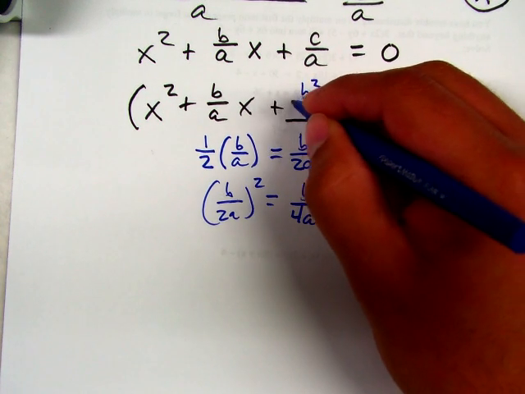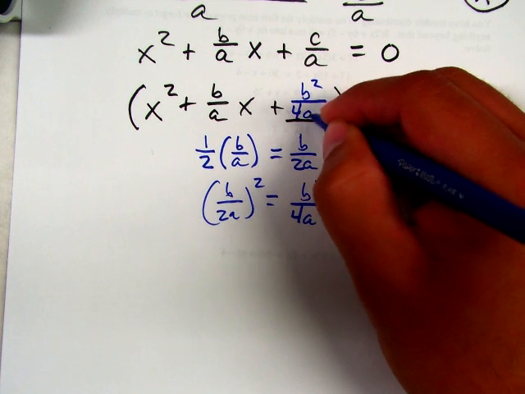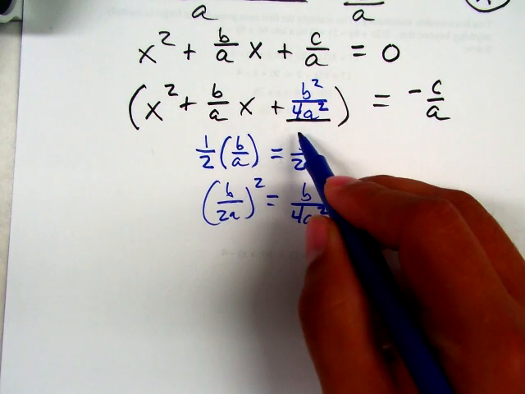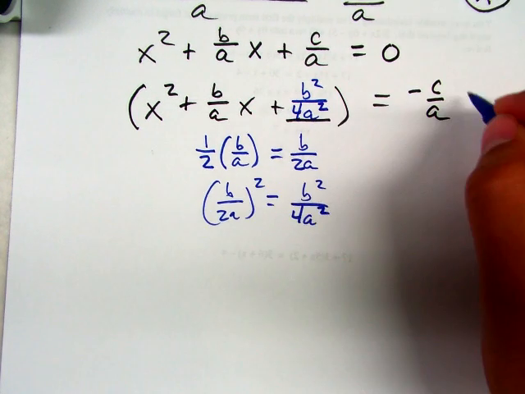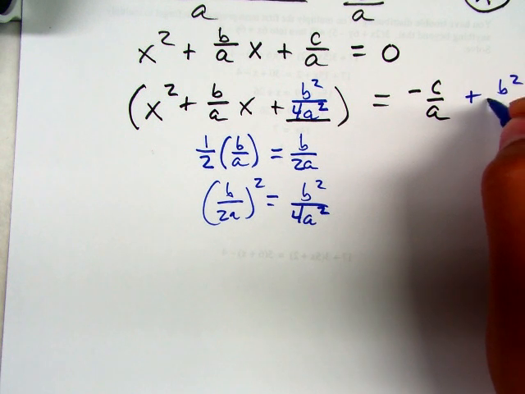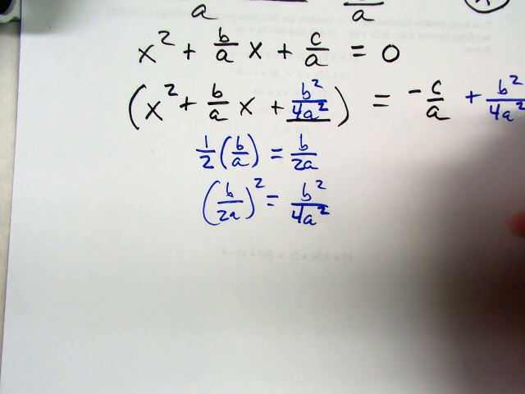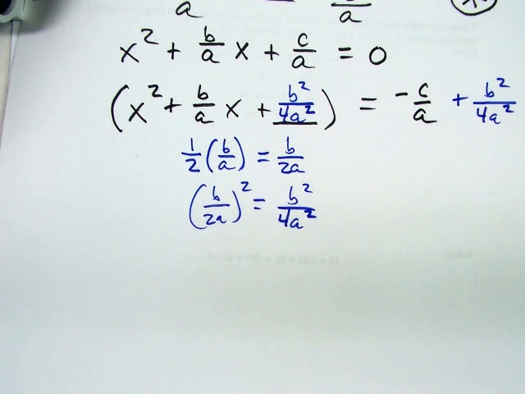b squared over 4a squared. And if I put that in on the left side of the equation, we put that in on the right side too. Okay, everybody good so far?